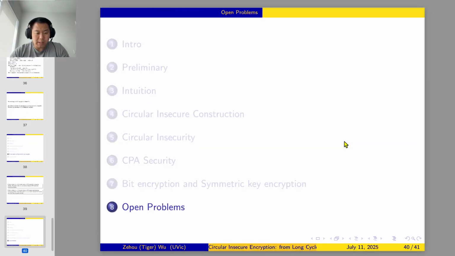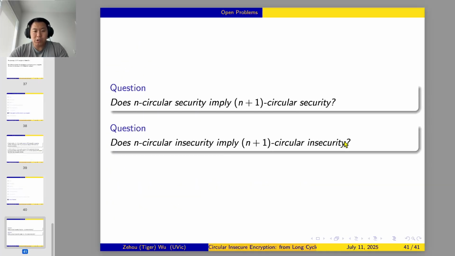Now we will end this with some open problems. In our work, we've only shown how to go from larger cycles to smaller cycles. And we think it would be very interesting to know if it's possible to go from smaller cycles to larger cycles in either circular security or circular insecurity. And this concludes the presentation.